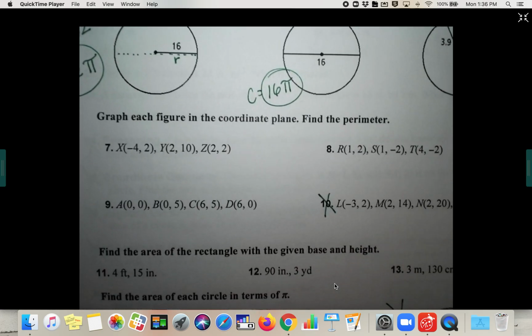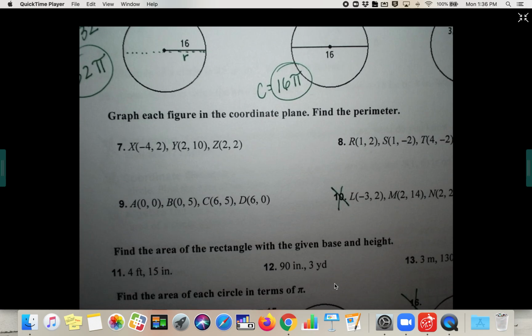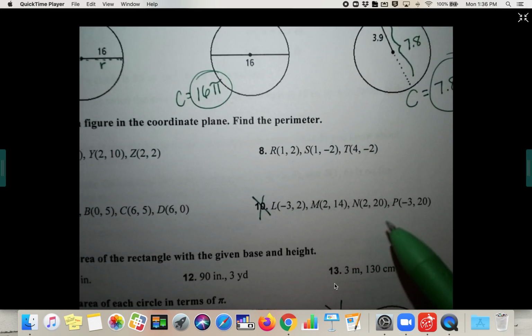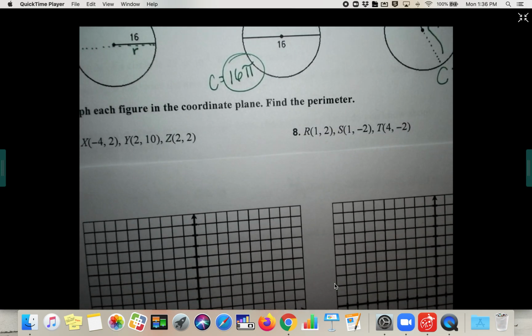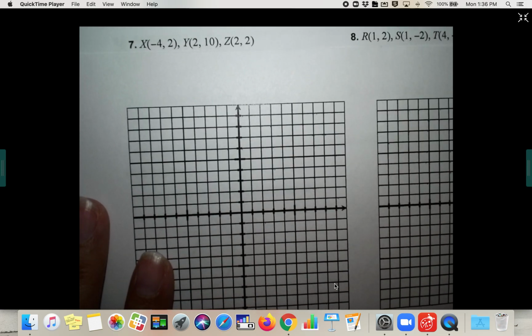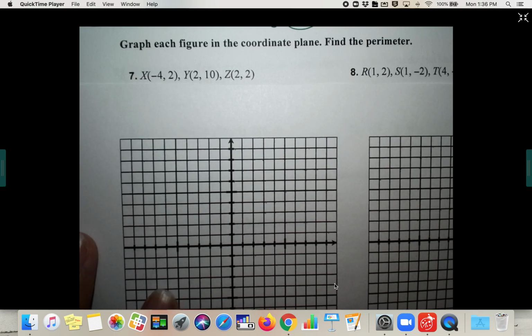I gave you guys some graph paper for 7, 8, and 9, and then we're not going to do number 10 because it goes off the graph. It goes up to 20, and we're not going to worry about that. So let's start with number 7. So go to your graph paper that I gave you. It says graph the figure and then find the perimeter.